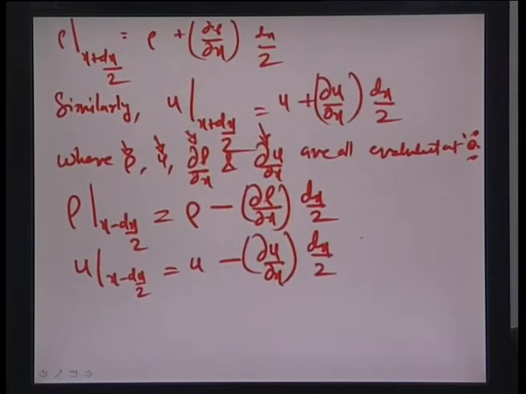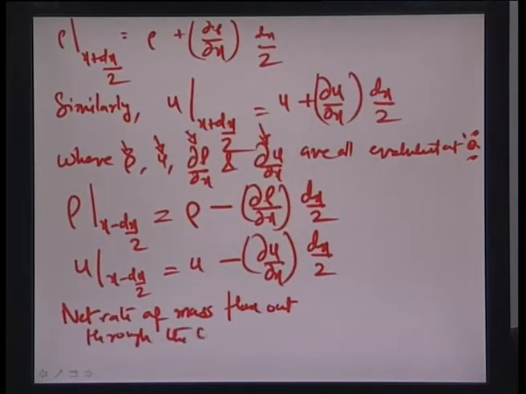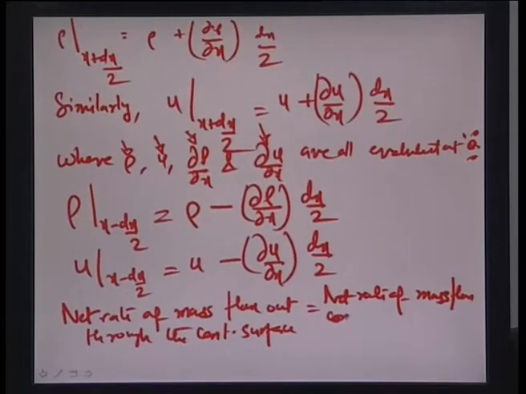Okay. Now, for conservation of mass, let us say in one dimension, we have to necessarily assume that the net rate of mass flux out through the control surface is essentially equal to the net rate of mass flux coming in through the control surface. So, this is an assumption or a supposition that we have to necessarily make here.